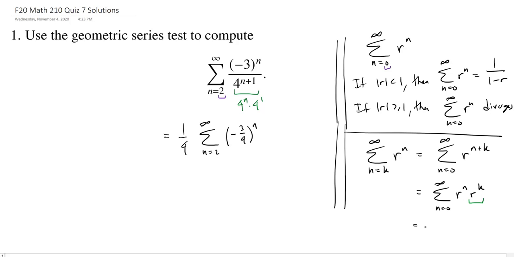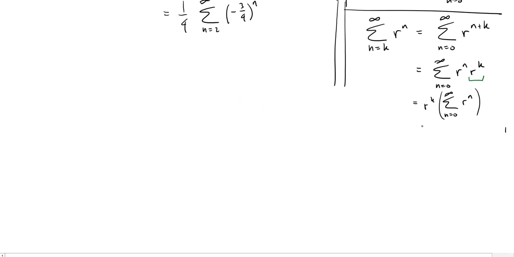So this is equal to r to the k times, well, now we're right back into the geometric series that we started with. I can rewrite this now as r to the k times 1 over 1 minus r, provided, of course, that the absolute value of r is less than 1. Obviously, if the absolute value of r is greater than or equal to 1, we'll still be in the divergence case. Okay, so I can combine this, and I get r to the k over 1 minus r.